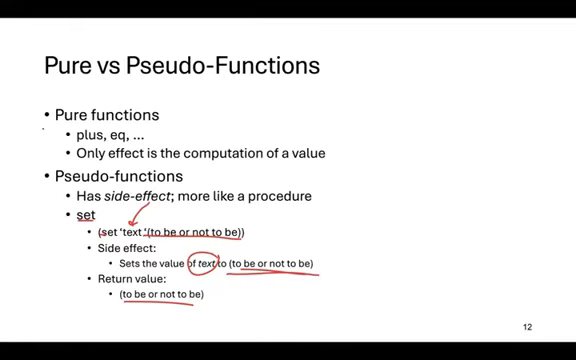So it's very important to differentiate between pure functions and pseudo functions. A pseudo function has side effects. A pure function only does a computation of a value, while a pseudo function, like the set function, has a side effect, which is setting the text variable to be equal to "to be or not to be".